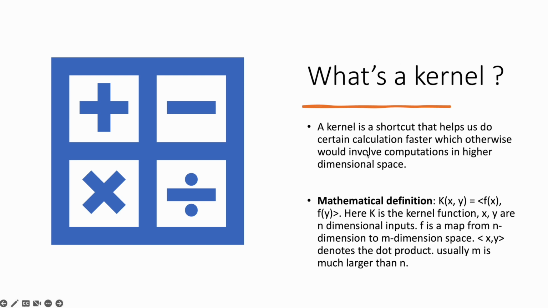Let's see it with an example. Let's say I have defined a kernel. I have two data points, x and y, in my current dimension. Let's say that dimension is n-dimensional. So x and y are n-dimensional. x has n features, y also has n features. That's what it means, right?